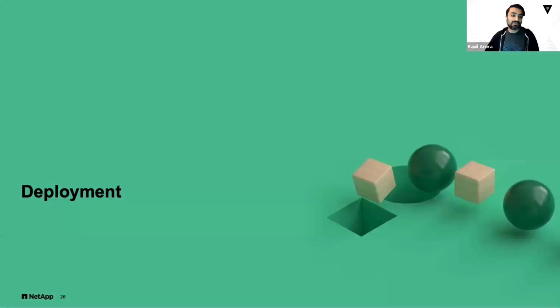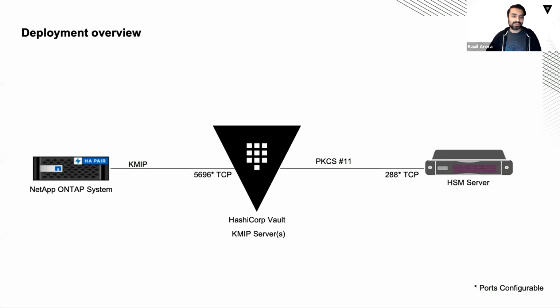All right, so that was all the theory about Vault and a little bit about HashiCorp as a company. Now let's look at how the deployment looks. So we have in the center a HashiCorp Vault, which is acting as a KMIP server. By default, it will use 5696 as a TCP port, as a KMIP server or servers. And it will be a highly available instance with which NetApp systems can talk using KMIP.